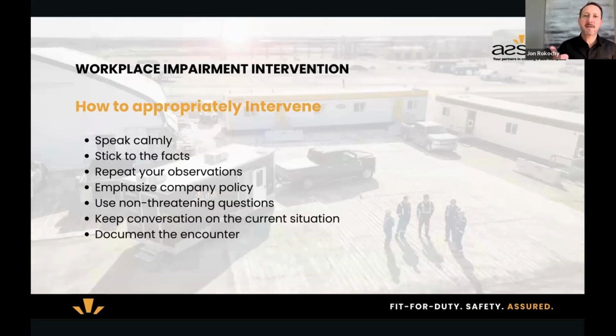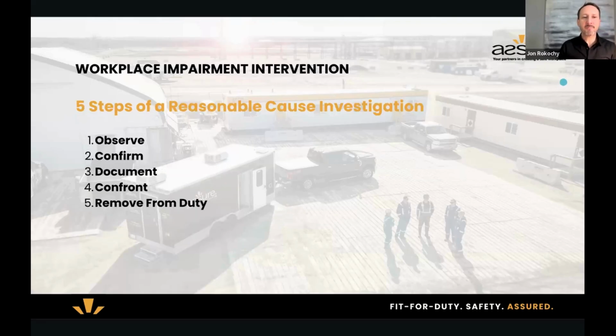So anything that is said by the worker, everything's going to be documented. What you said, what you conveyed, what was conveyed back, what the decision is that you make at the end of that conversation. You want to make sure everything is documented. So the 5 steps for reasonable cause investigation is something that we dive a lot deeper into in the supervisor reasonable cause training course that we offer. And these 5 steps are nice and simple and super clear, a way to walk through these situations.